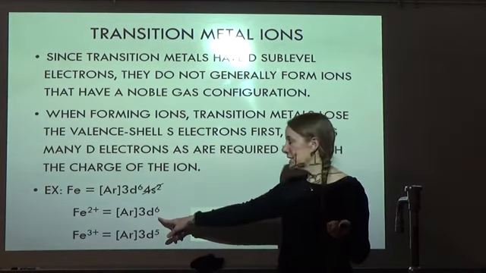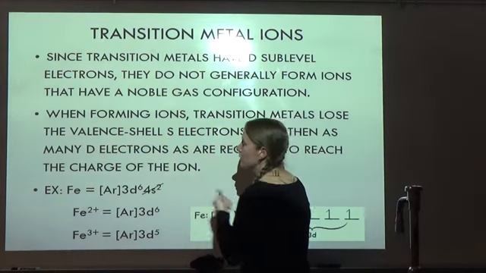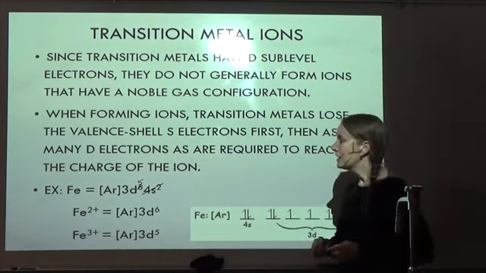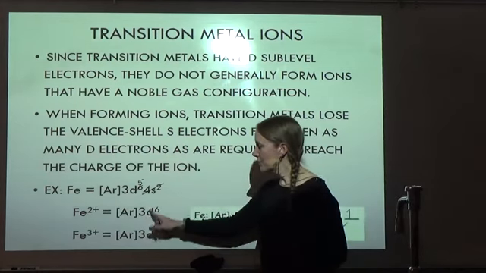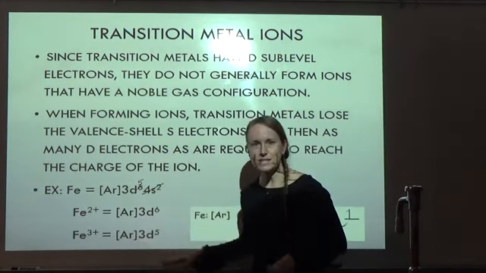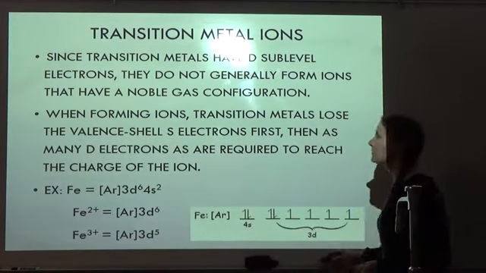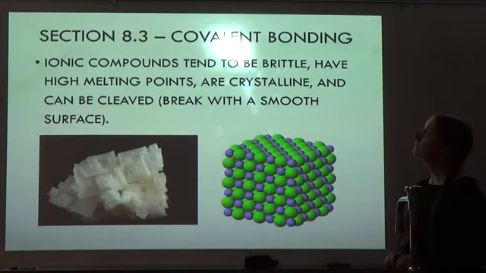But it can also be positive 3. So in that case, I would need to remove 1 more, and it would become 3d5. And so notice neither of these, because of those d sublevels, are just a noble gas configuration. Alright, so that's why sometimes they can't be like a noble gas.